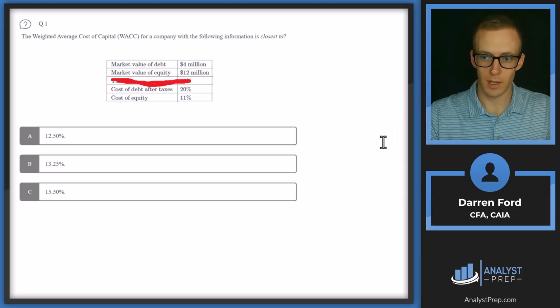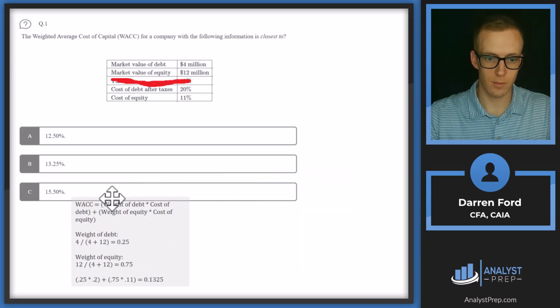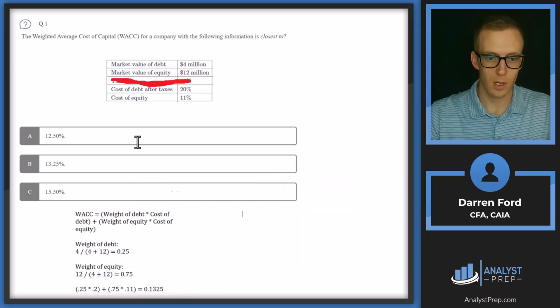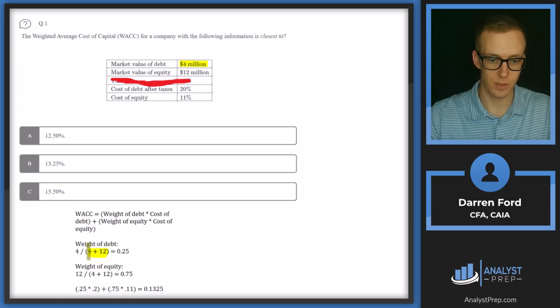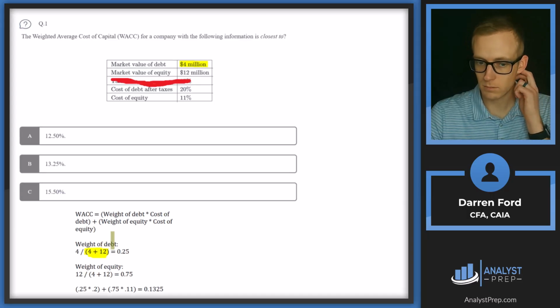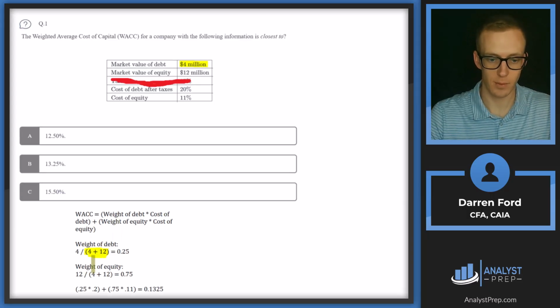So here's what that is going to look like when we go through there. We're going to have our weight of debt times cost of debt plus weight of equity times cost of equity. So our weight of debt is going to be 4 divided by 4 plus 12. So it's going to be the debt over debt plus equity, and then equity will be 1 minus debt, or we could do 12 over 4 plus 12. So we get 0.25 as our weight of debt.